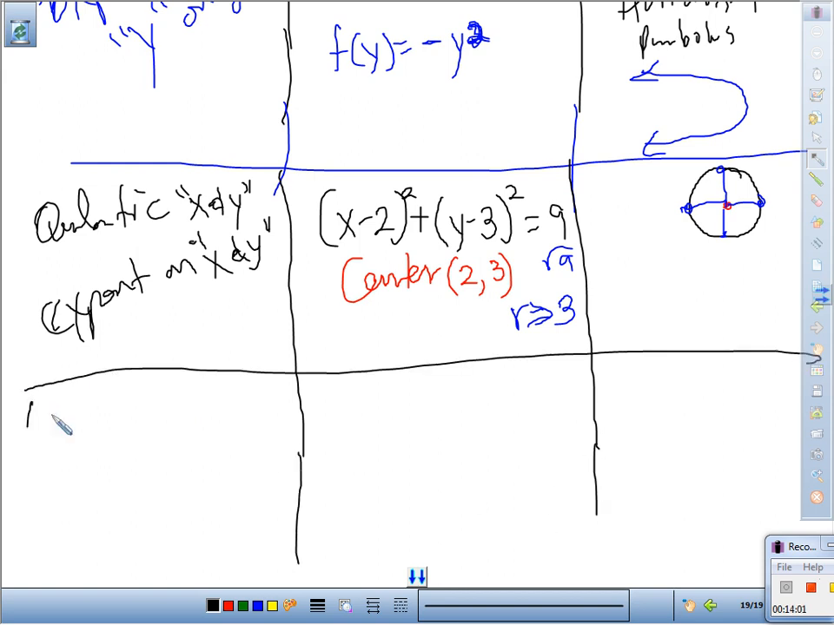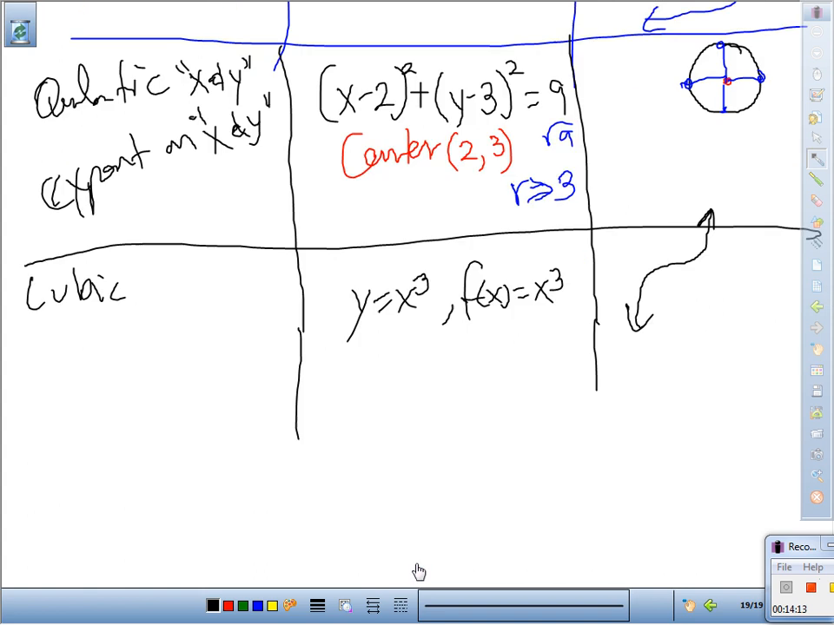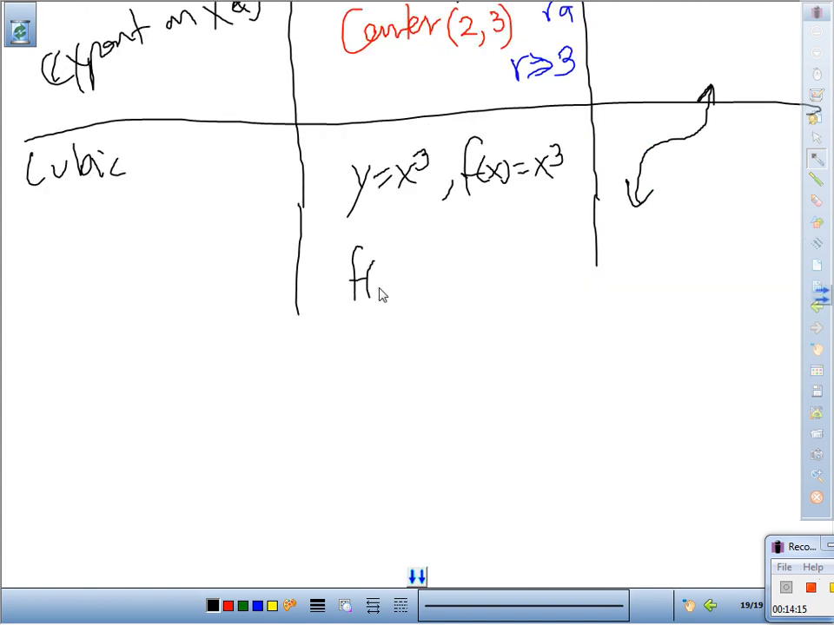And last but not least, cubic. Y equals x cubed, or f of x equals x cubed. Looks like this. If you want to transform it, which way do you want it to go? To the right or to the left? Let's go left. Plus 5. How about up and down? Down, I'm going to go down 4. The whole function goes up or down.